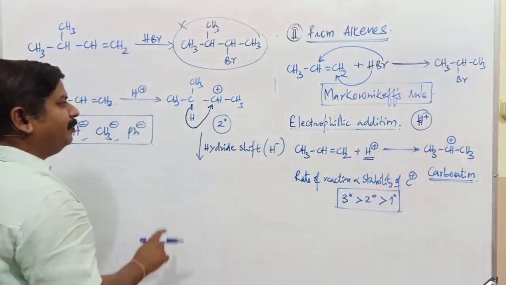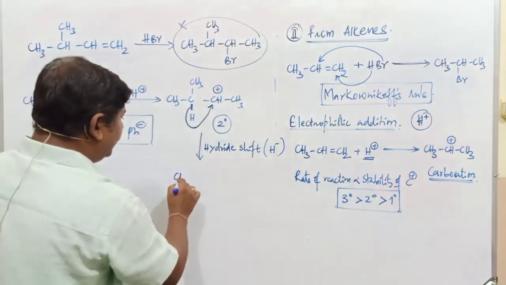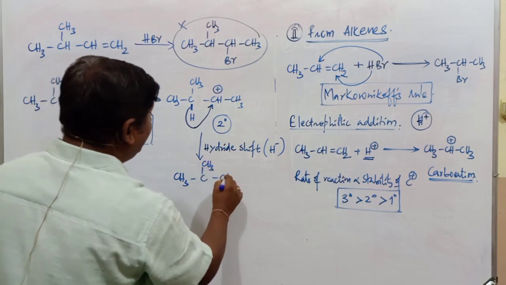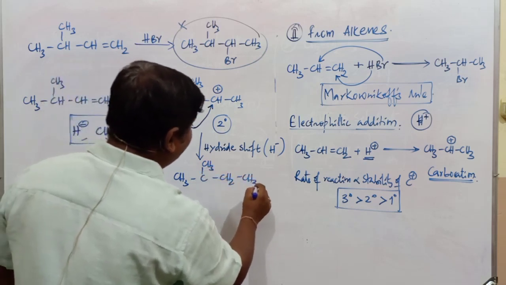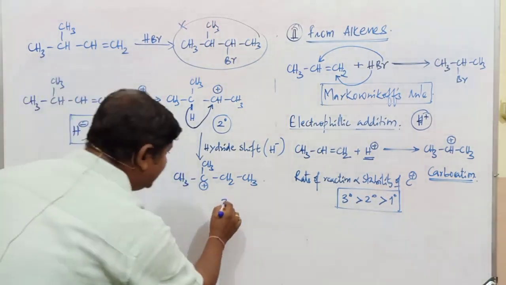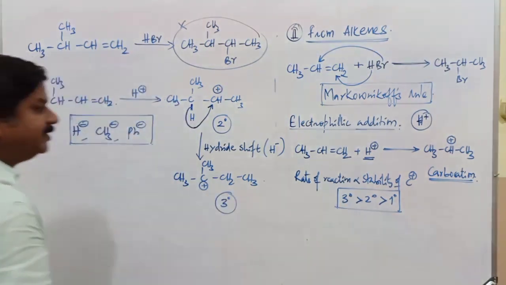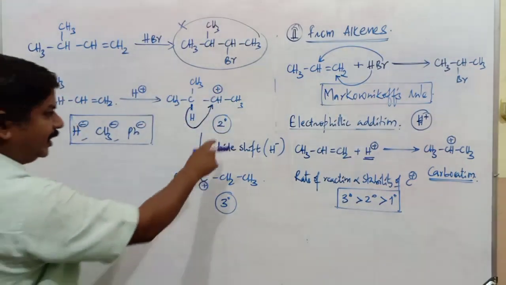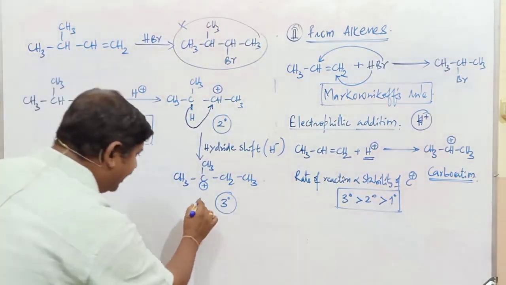When H minus is added to this particular CH group, what is the product here? This is going to be CH3, here it is CH2, next one is going to be CH3. This carbon atom bears a positive charge. Now it is considered a 3° carbocation. Since a 3° carbocation is more stable when compared to a 2° carbocation, this particular hydride shift takes place.